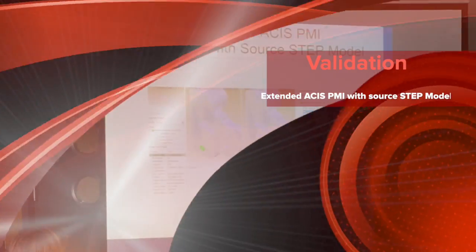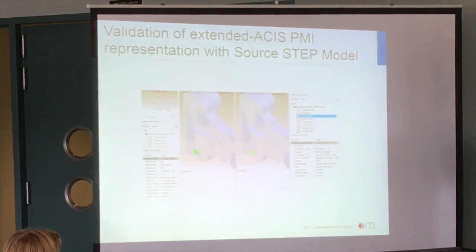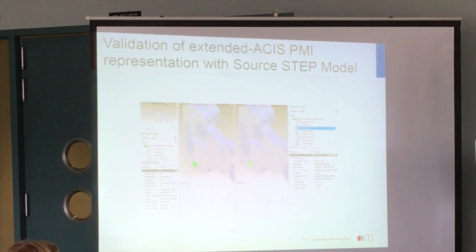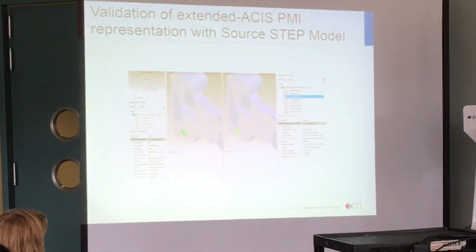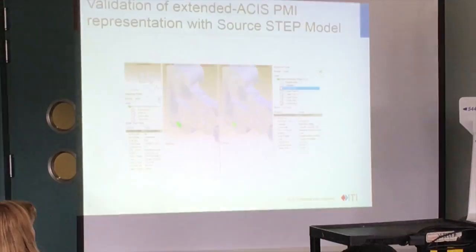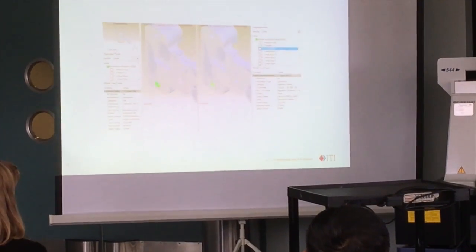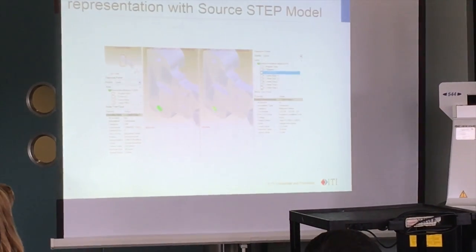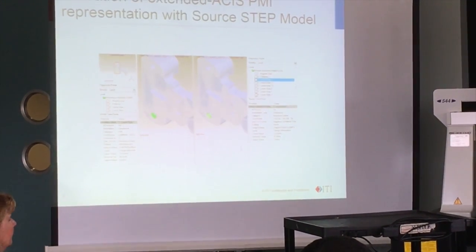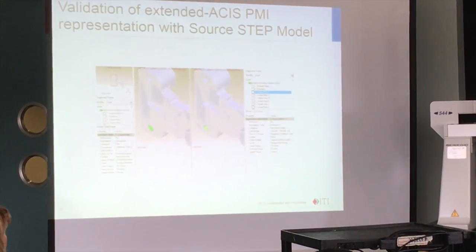In terms of validation, again, I apologize for the washed out nature of the slide, but in this particular instance, on the left-hand side, what you see is the upstream source STEP data. On the right-hand side, you see the downstream extended ASIS data. And in the lower left and lower right boxes, you see the data structure that represents a particular piece of PMI. In this particular case, it was a linear dimension with bidirectional tolerances. And in this case, they match up correctly.